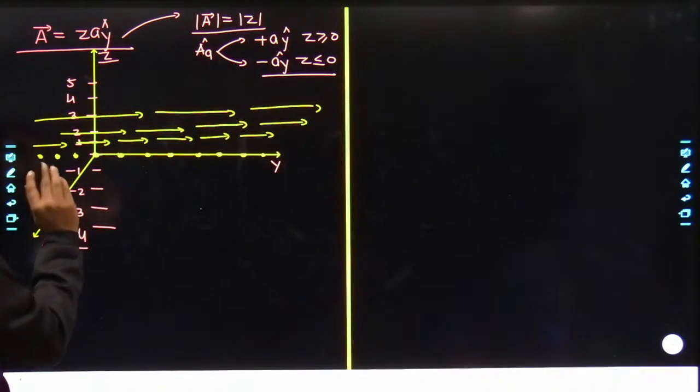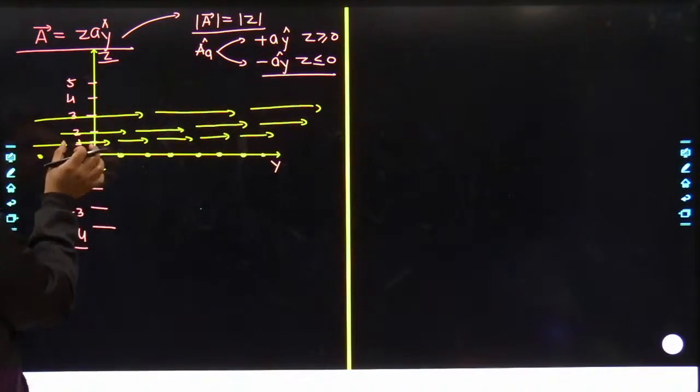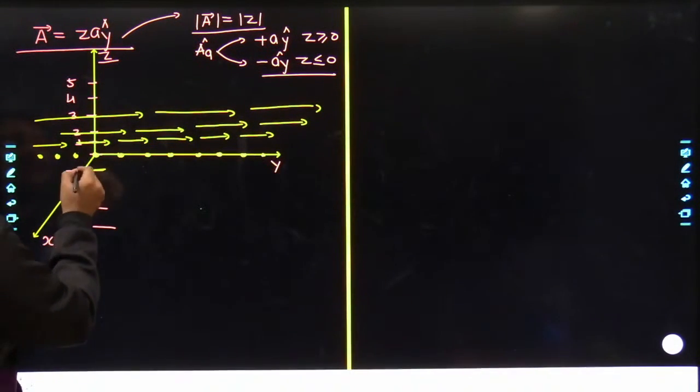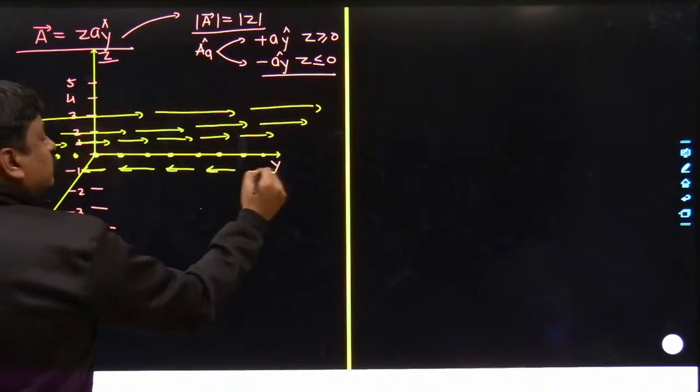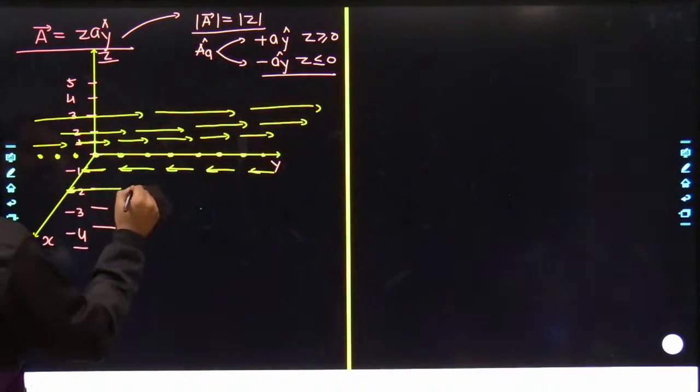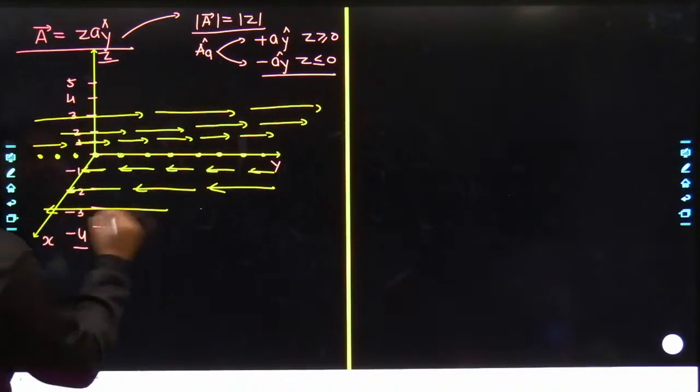And at -1 the direction would be just reversed. The chord length has to be the same as I have used for z equals +1, but yes, the direction would be reversed. And here it would be -2. Yes, here it would be -3.